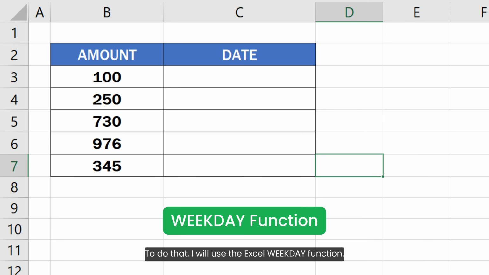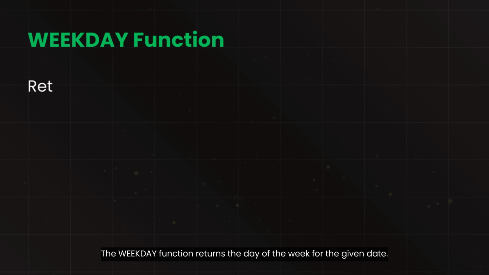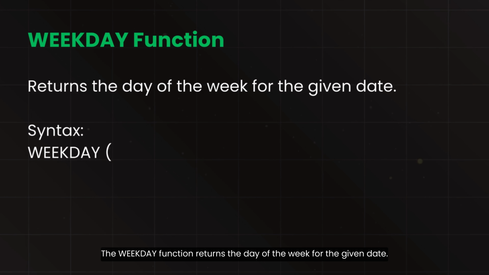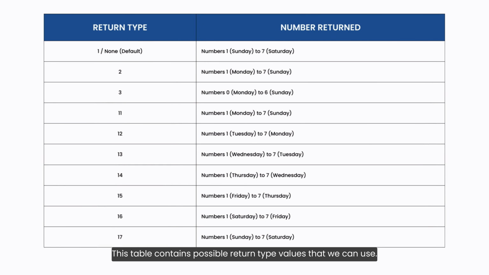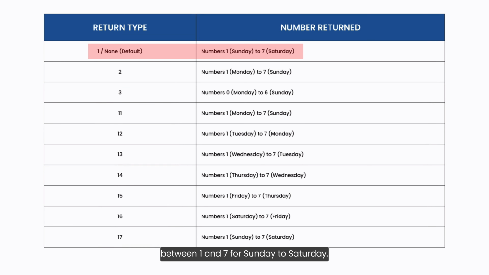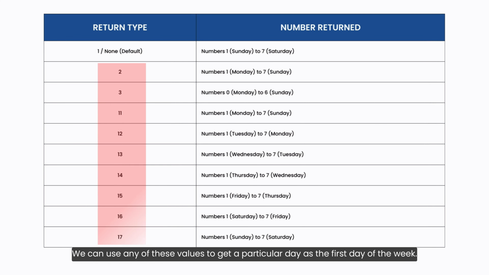To do that, I will use the Excel weekday function. The weekday function returns the day of the week for the given date. This function takes two arguments, a date and an optional return type. This table contains possible return type values that we can use. By default, the weekday function returns a number between 1 and 7 for Sunday to Saturday. We can use any of these values to get a particular day as the first day of the week.